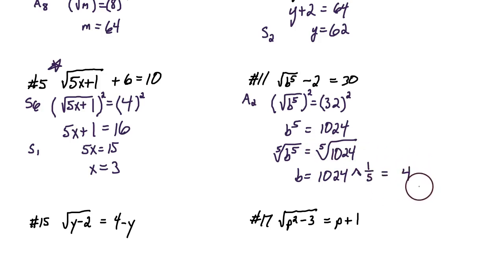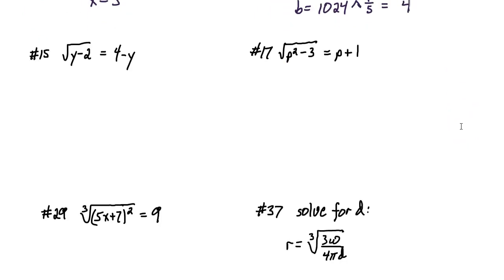Now let's check that and make sure that really works. Back in the original problem that's in black ink, you would go 4 to the 5th power on a calculator, then do the square root of it, then minus 2 to make sure that turns out to be 30. Number 15, let's remove the square root by squaring both sides. On the left side, we get the y minus 2.